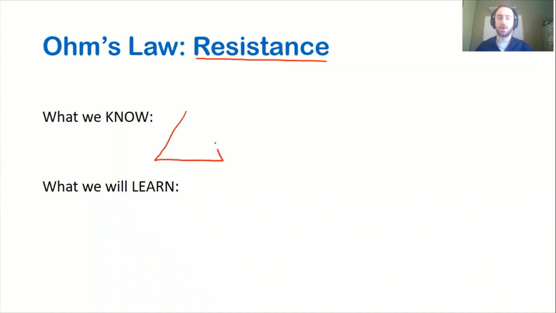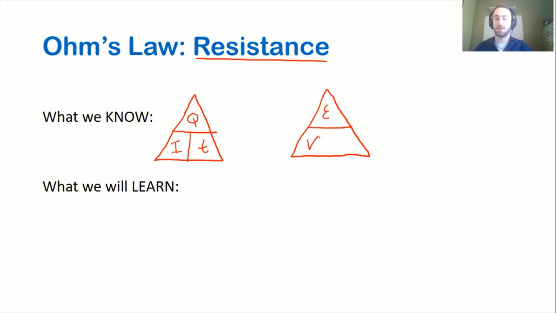We even came up with this little triangle to help us solve for current, right? We had our total charge at the top, our current, and our time at the bottom. We also talked about voltage or potential difference. And again, we came up with this little triangle to help us solve for potential difference questions. In this case, we had our energy at the top, we had our voltage at the bottom, and we had our total charge at the bottom as well. This is nothing new. We talked about these in previous classes.